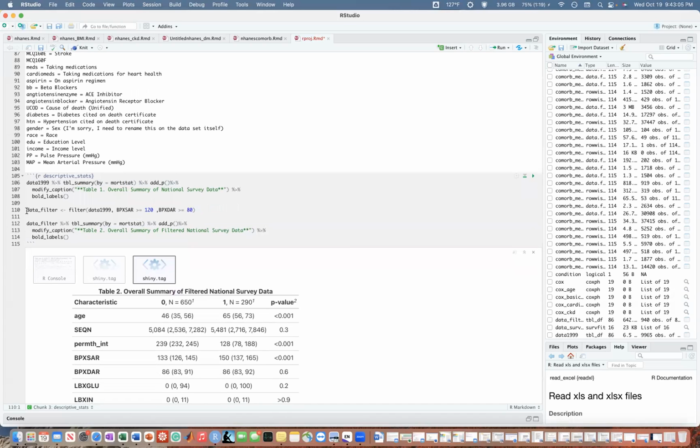And then we use this cool filtering command, which basically said, I want to go into this data frame, the 1999 patients, and I want all the patients who have a systolic greater than 120 and a diastolic greater than 80. And then I run the same type of data table called table 2.